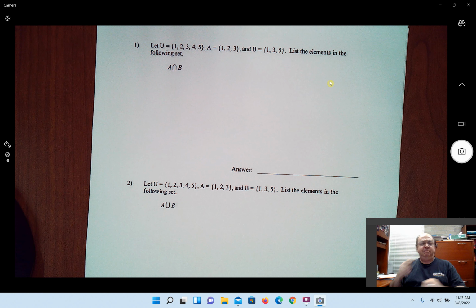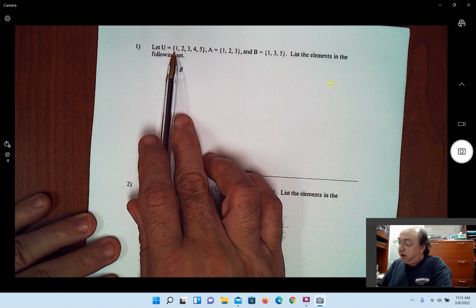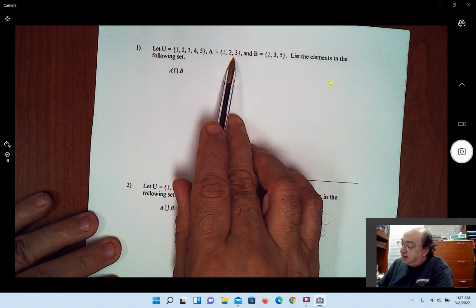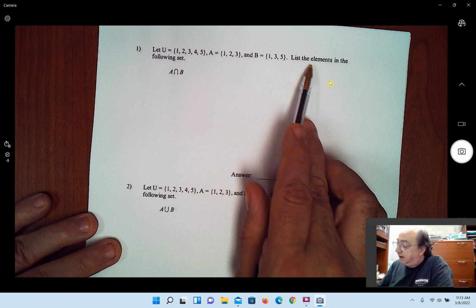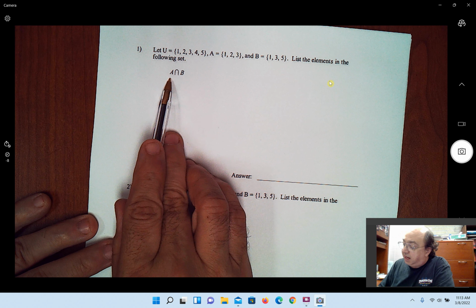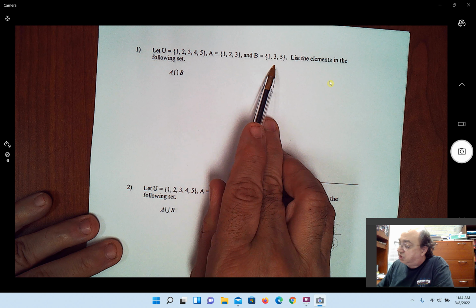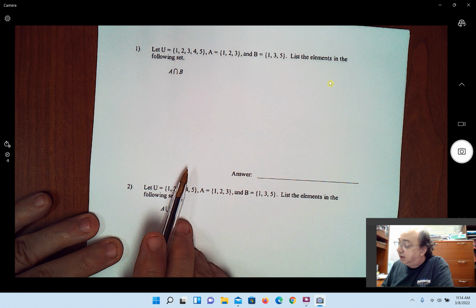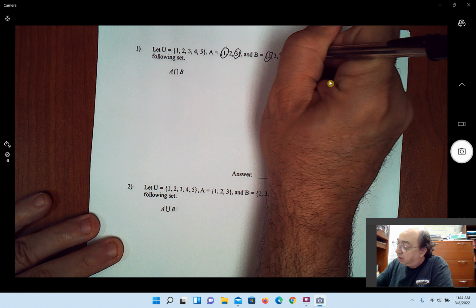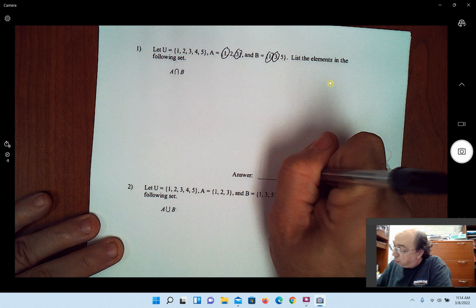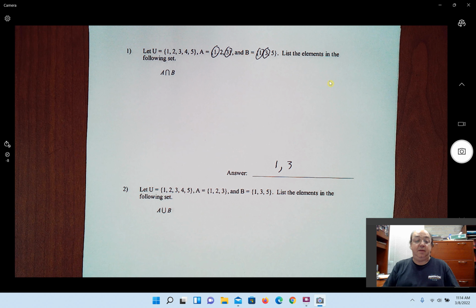All right, so problem number 1. What we have here is the universe consists of the elements 1, 2, 3, 4, and 5. Set A consists of 1, 2, and 3. Set B consists of 1, 3, and 5. And we want to list all the elements in A intersect B. So A intersect B are going to be the elements that are common to both A and B. And the elements that are common are going to be the 1 and the 3. So 1 and 3, those are the elements that are common to sets A and B.